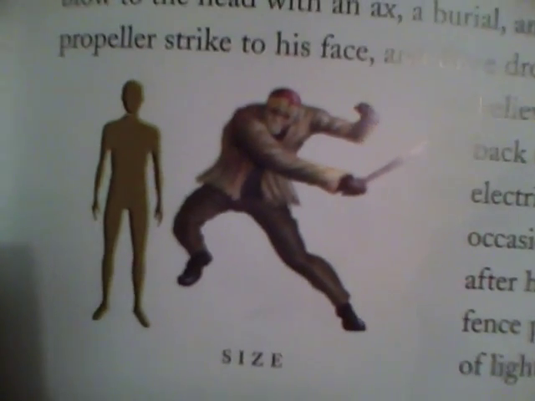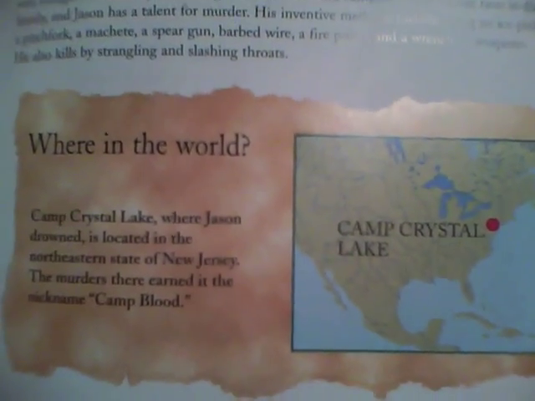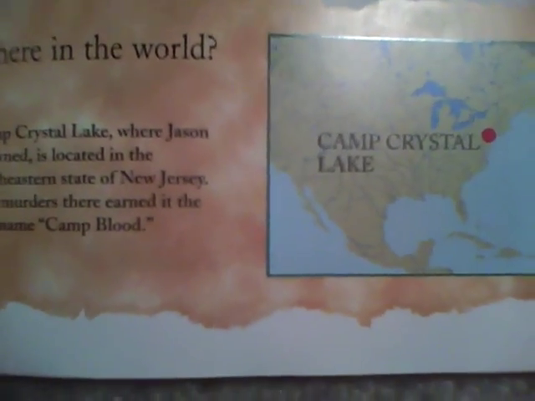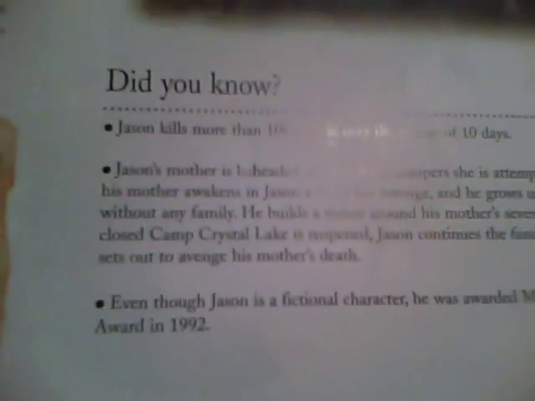But it gives all this information about him. It gives the size comparison, which is obviously wrong because he's in that pose, so you can't really tell. Where in the world, it means like, where is he located? He's in New Jersey. And then, did you know? It just kind of adds on from all this stuff. Jason kills more than 100 people over the course of 10 days. I don't know how they proved that. All this stuff about his mom being beheaded. And then it says, even though Jason is a fictional character, he was awarded MTV's Lifetime Achievement Award in 1992. That's a big honor.